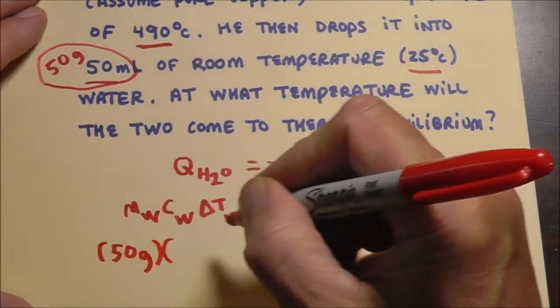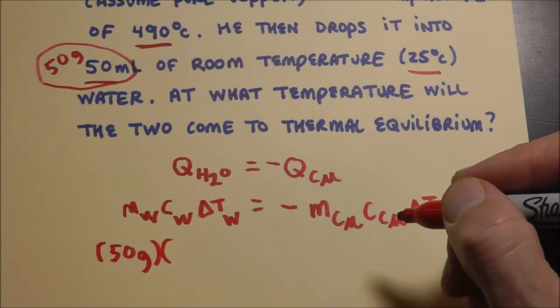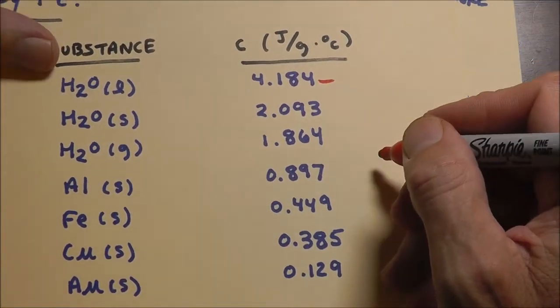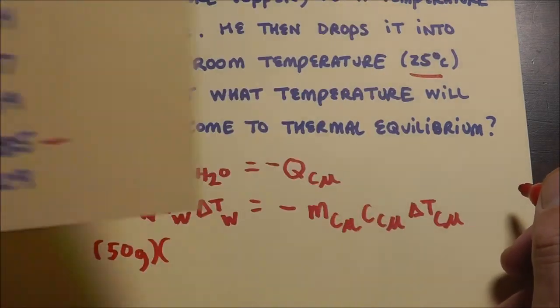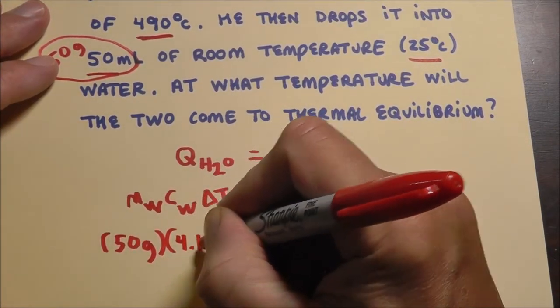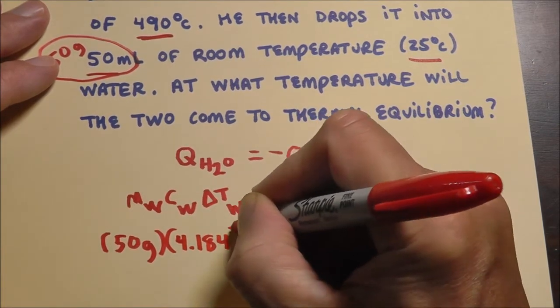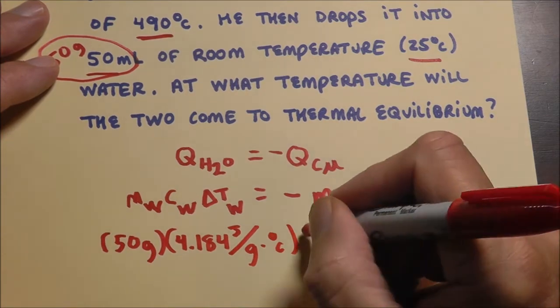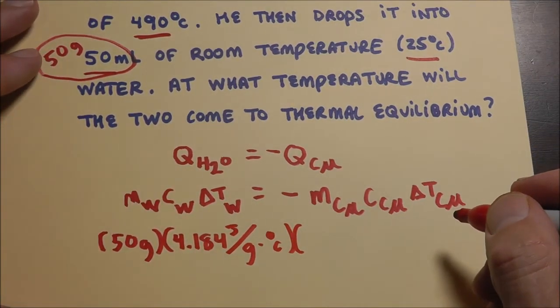C water, I look it up in the table. It is 4.184 joules, and then there's copper, 0.385 for the copper. 4.184 joules per gram per degree C. Delta T, now this is the tricky thing.